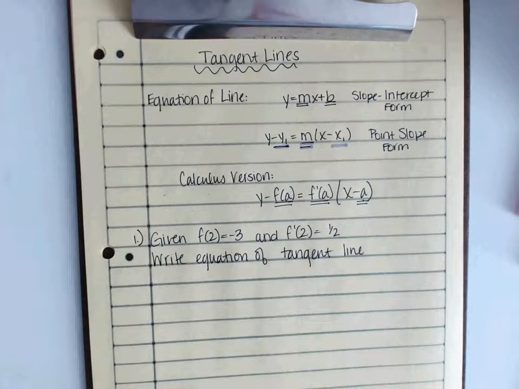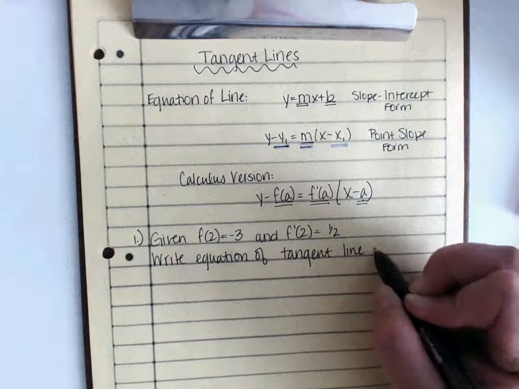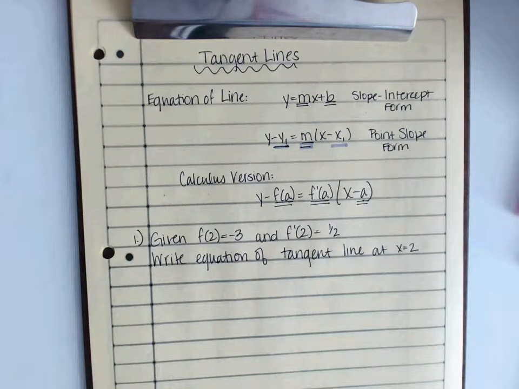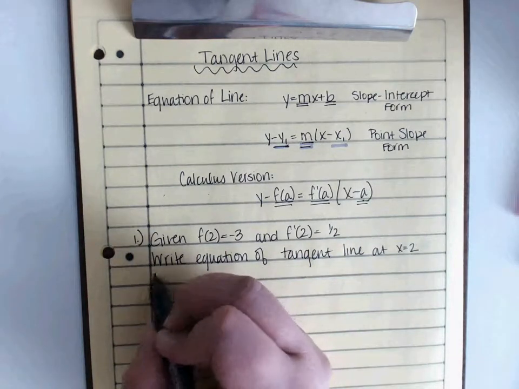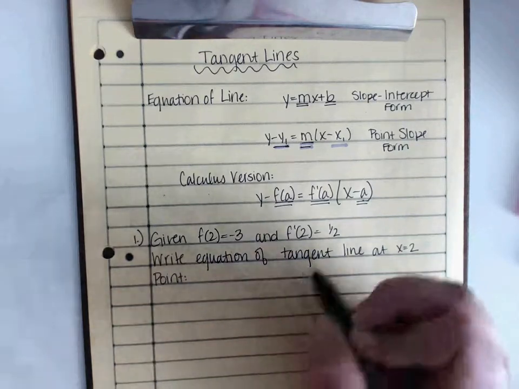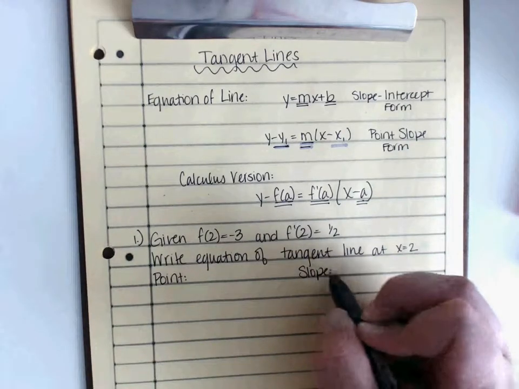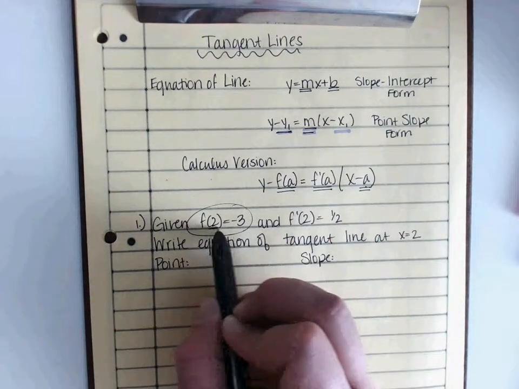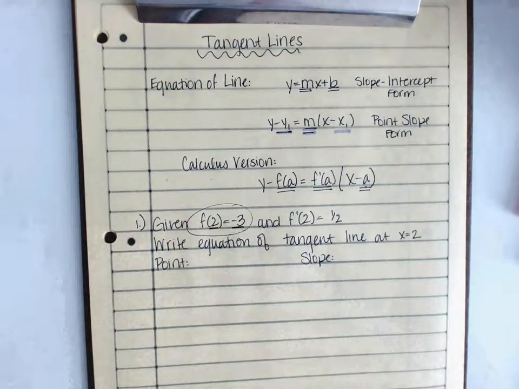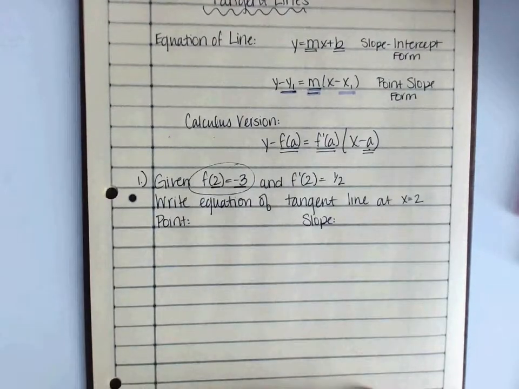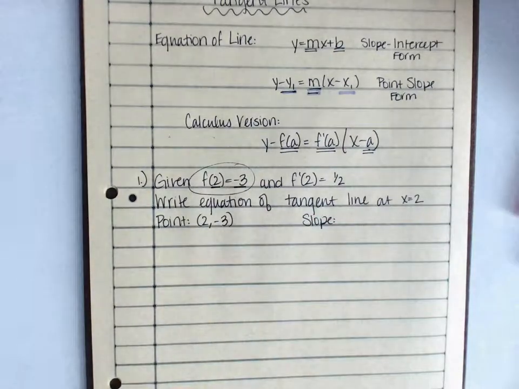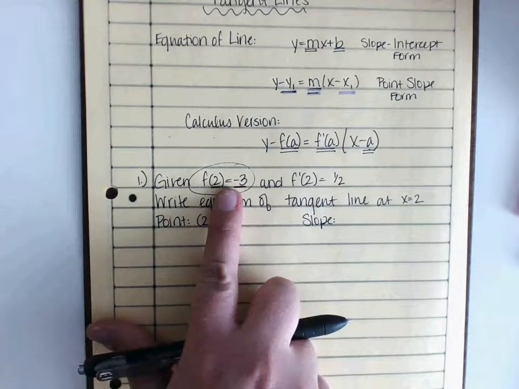We'll put it at x equals 2. All that you would have to do is think about your point-slope form. So the first thing I need for point-slope is a point. The second thing I need is a slope. If they gave me this, basically it is a point. This is my x value, this is my y value. So when I write the ordered pair for my point, my x is going to be 2, my y is going to be negative 3, taking that from right here.